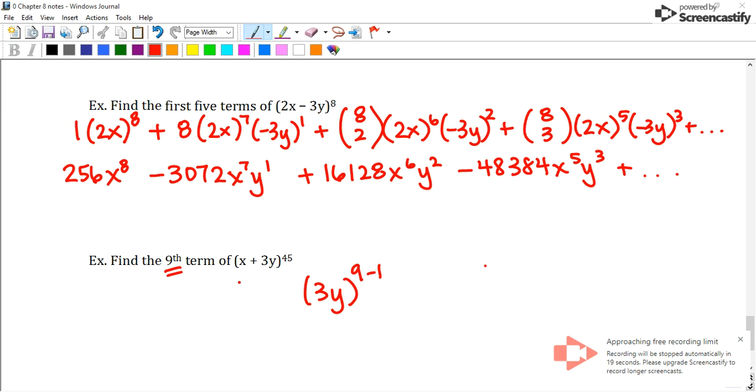So I'm going to build this backwards. 3y to the 9 minus 1. My total is 45, and I've got 8 here. This is 37. And then this guy can be 45. And then you would do your simplifying from there. Again, don't leave it like this. Come up with a final answer, whatever it is.